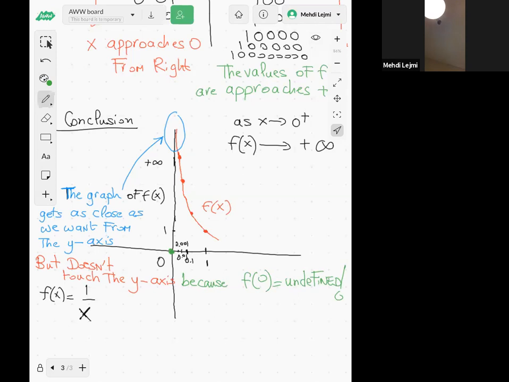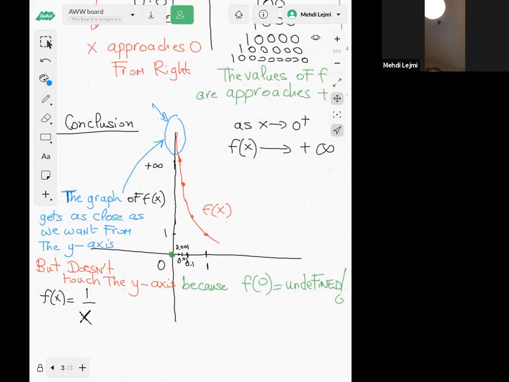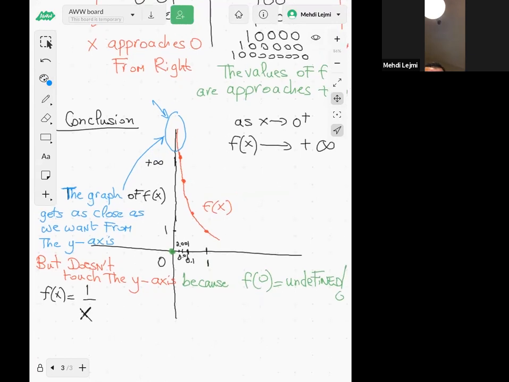Does this make sense to you guys? You see what I'm saying here? So the graph of f gets as close as we want to the y-axis, but it doesn't touch the y-axis because f of 0 is undefined. If it touched the y-axis, it would mean that f of 0 is well defined, but it's not. Right. So that's for when x approaches 0 from the right.